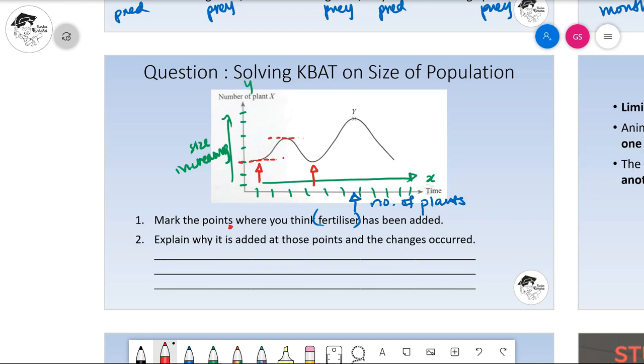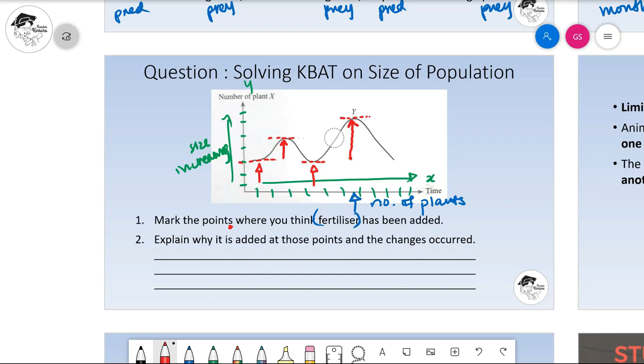Nampak ke tak? From here, it goes up to here; this will be called the growth of the population. And the same goes to here. Originally it was here. After they put the fertilizer, it goes from here up to here. So it's also a growth of the population. So it must be added here. Now the question you ask me, why don't you add here? It increases from here also. The reason why you don't put it here is because that is not the lowest point.